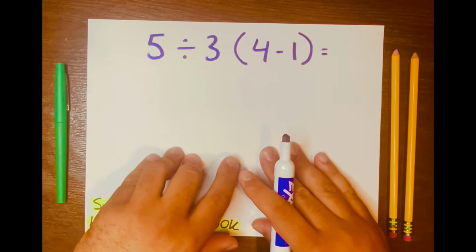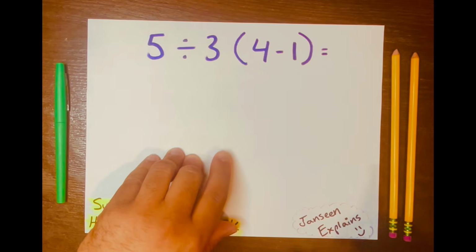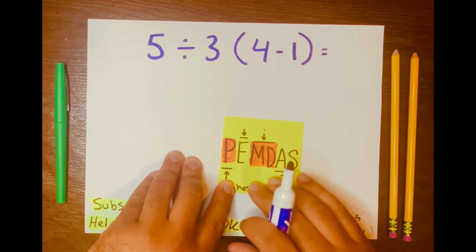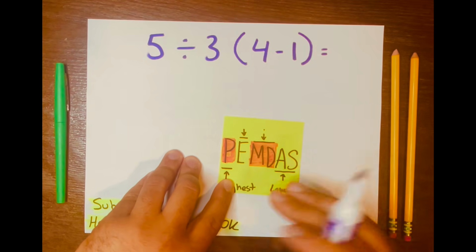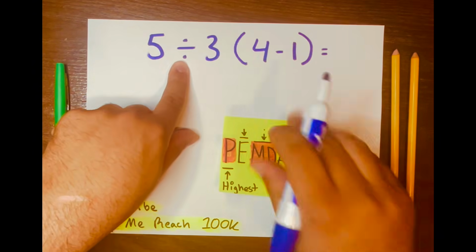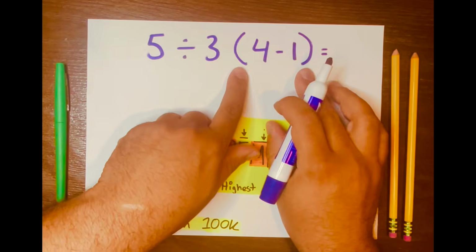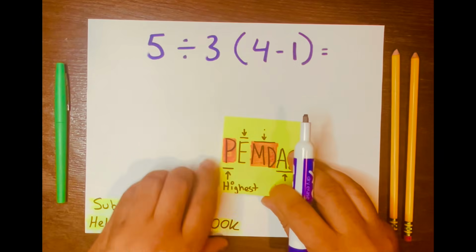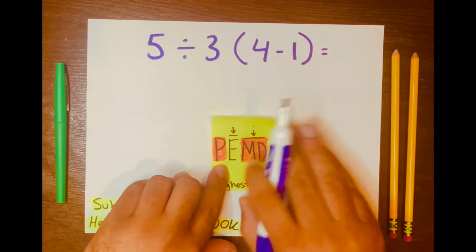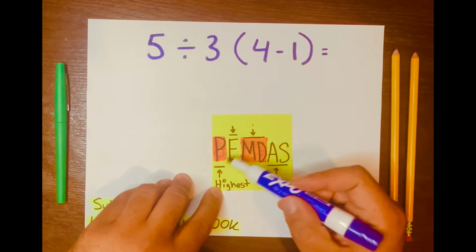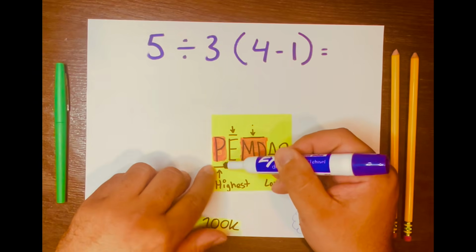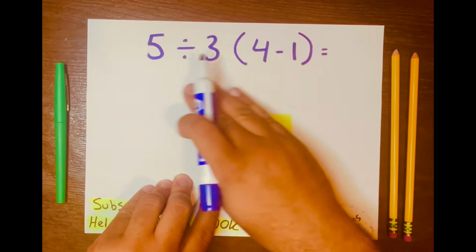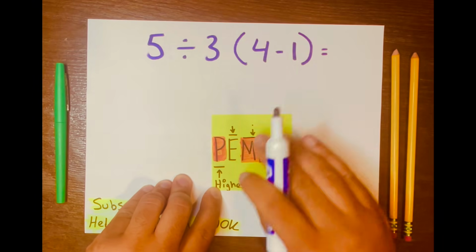So let's go ahead and solve this math problem. And to solve this math problem, we're going to need the help of PEMDAS. And PEMDAS is just an acronym that will help us remember the order of operations. So I see division, I see subtraction, I see parentheses. We could multiply 3 times 4 and 3 times 1, but we need to follow PEMDAS, which is the order of operations. So looking at the first letter, P, it is parentheses. So in our math problem, parentheses will go first.